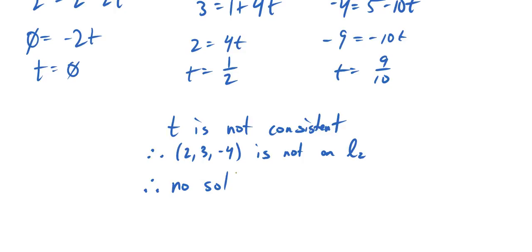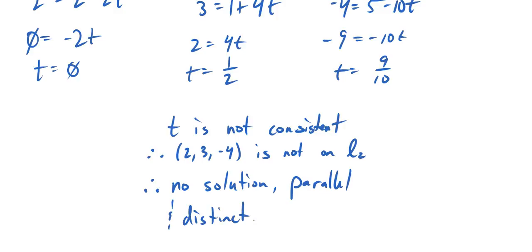State the nature of the solution and why. Because there's different reasons why you might have no solution. It's just part of their interpretation. It helps us think about these things. The lines are parallel and distinct. Good enough?